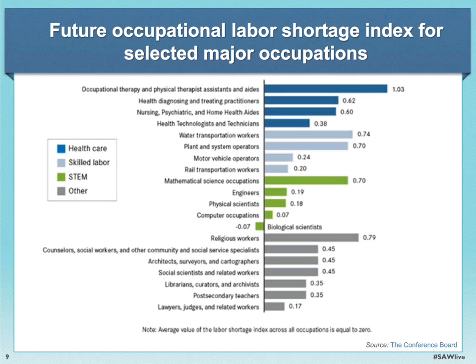Could you talk a minute about the biological scientists and why? What does the negative index mean? So biological, that means simply that they are ranked below average. So biological scientists are not... Actually, let's go to the next slide, and I could explain it more easily there.